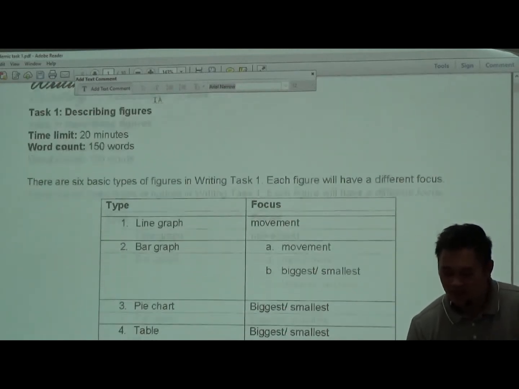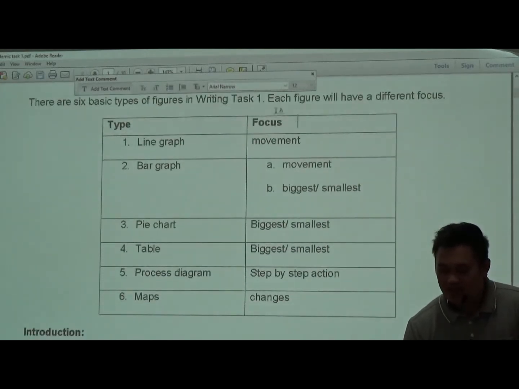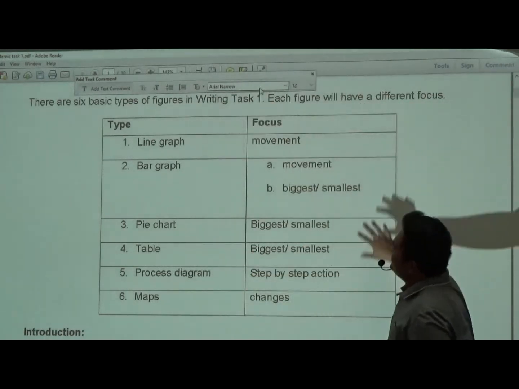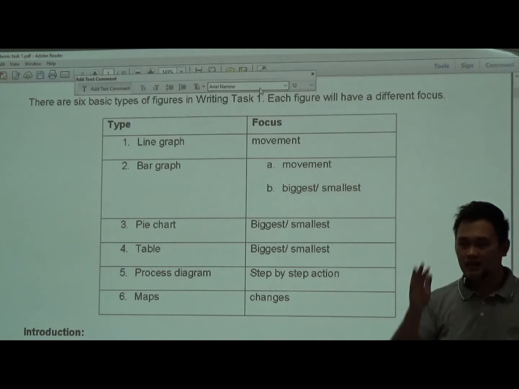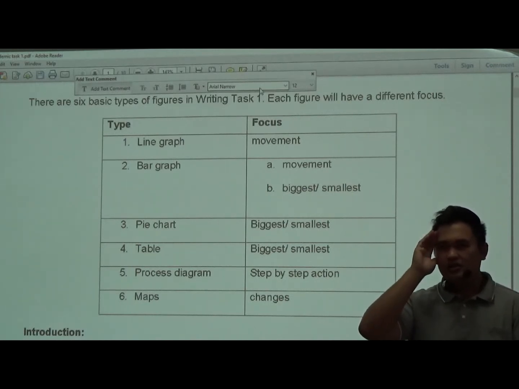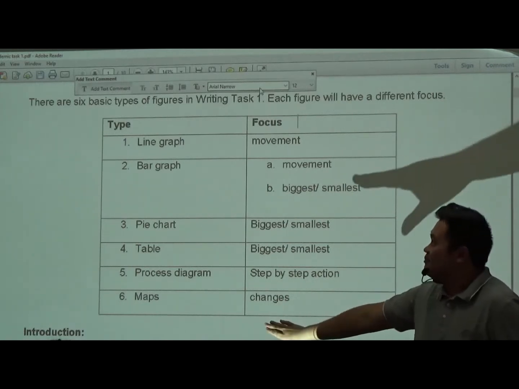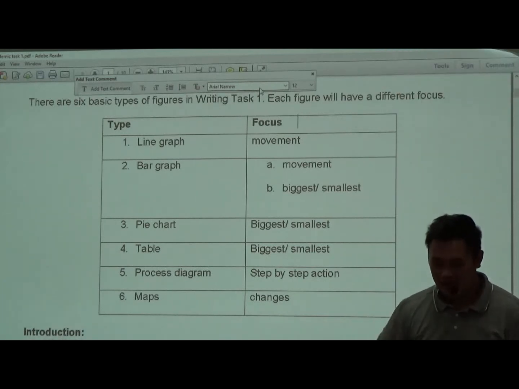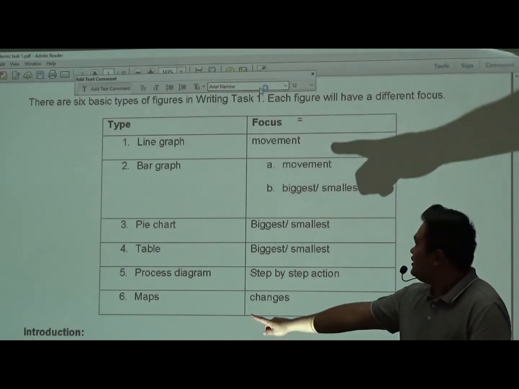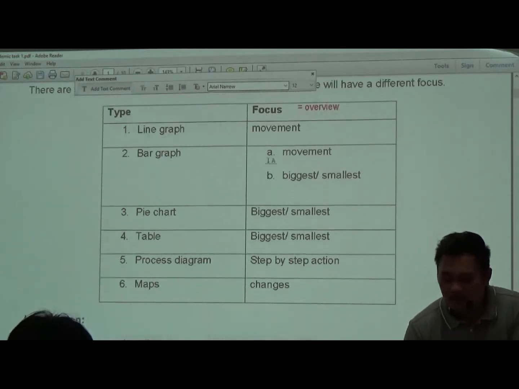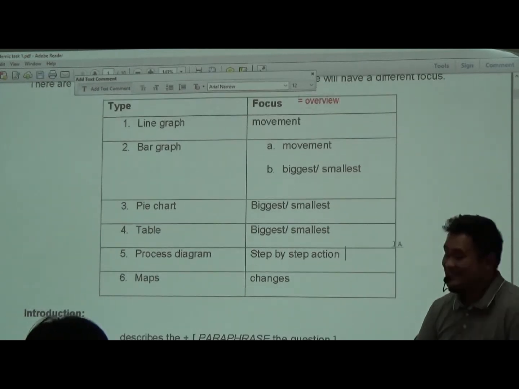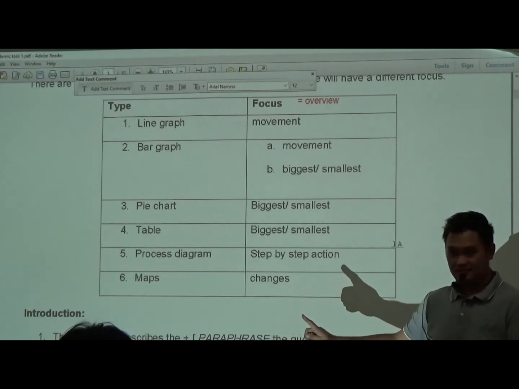As I told you before, the first page, you will look at this graph, this table. And if you don't know, or if you're studying, what is the overview of pie chart? What is the overview of line graph? Come back here, and you will know. Okay? So this part, the focus, is the overview. The overview of the process diagram is a step-by-step action.